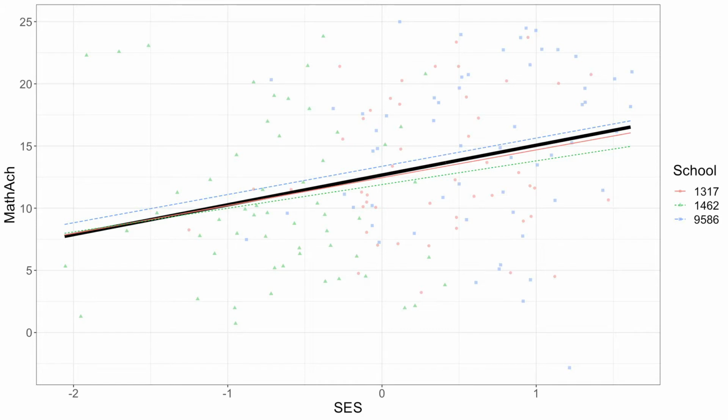And again, here's a visual to represent that. The solid black line is the fixed effect, and these schools in this case differ from the fixed effect. And this is a random slopes and intercept model, although the slopes look pretty parallel.